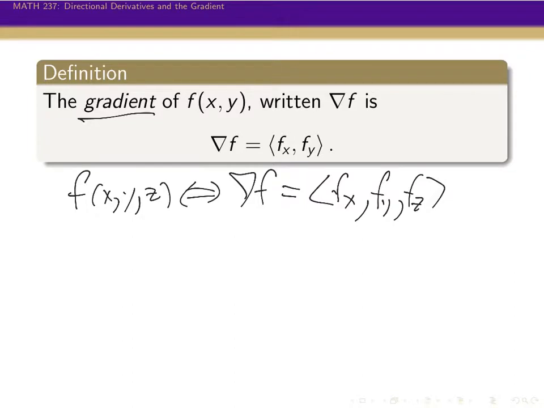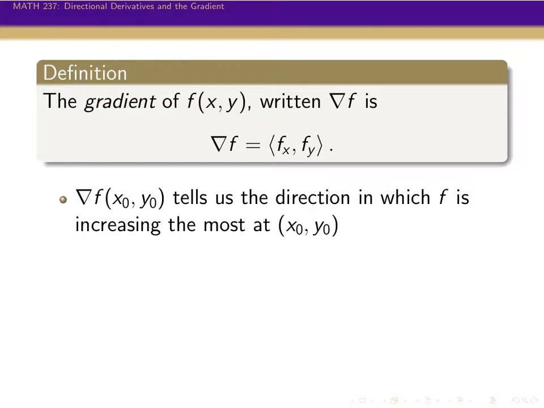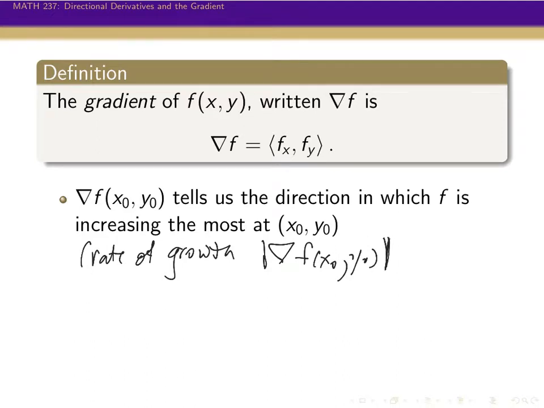And so we've already seen lots of important properties of this gradient. First of all, this gradient evaluated at a point tells us the direction in which f is increasing the most at x naught, y naught. And if we go back through and figure out how much it's growing, the rate of growth there would be the gradient dotted with a unit vector in the direction of the gradient. When you simplify that out, you get just the magnitude of the gradient.